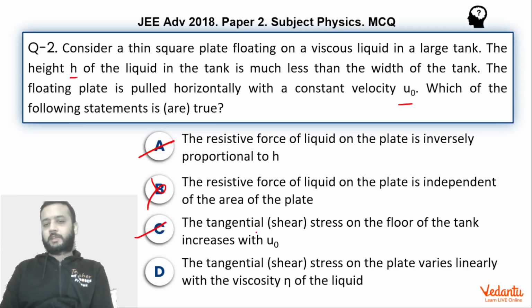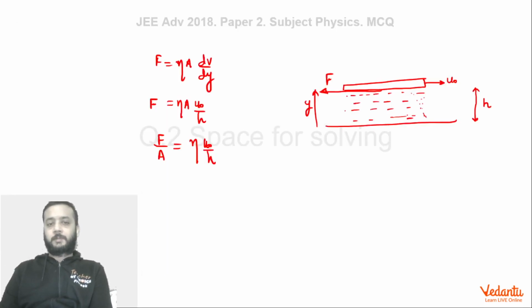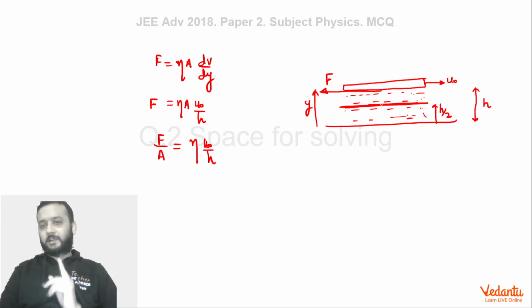If you are having a doubt that this is the shear stress acting on the floor of the tank, but here we have written the stress acting on the plate, so these two are different things. Actually not. If you try to find the resistive force between any two layers of the liquid, it will come out to be the same. For example, suppose we try to find the resistive force between two layers at a height of h by 2. One layer is at a height of h by 2 and one is slightly above that, at a dh height above.